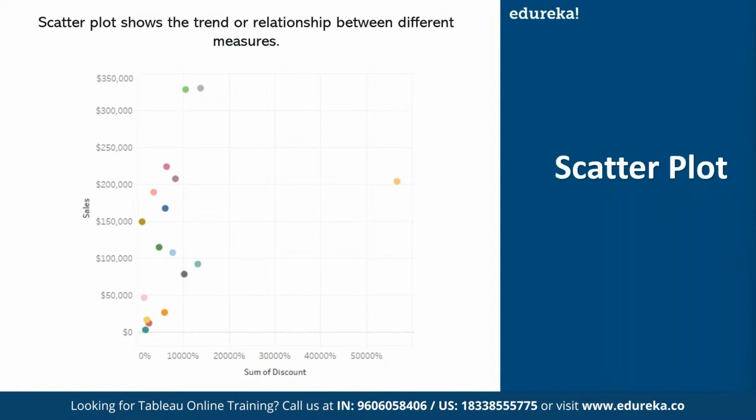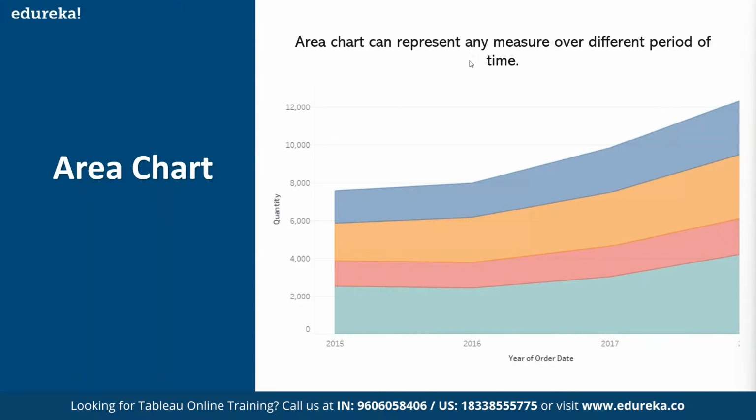And the next plot that we have is called a scatter plot. A scatter plot helps us show the trend or relationship between different measures. We normally use it to understand the relationship between two continuous variables. And another type of plot is the area chart, which can represent any measure over a period of time.